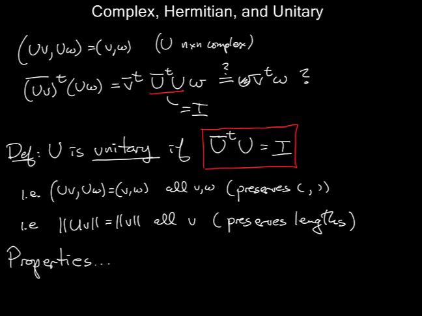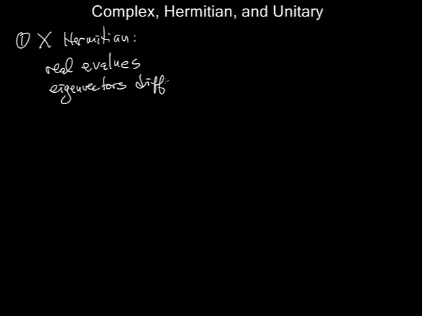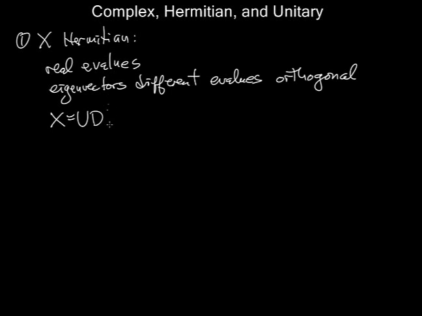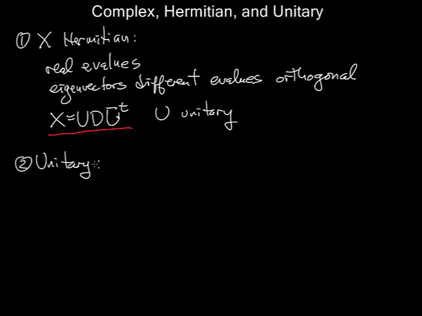Okay, let's keep going, following our analogy with the real case. Let's look at the properties of these two kinds of matrices. Let's look at Hermitian matrices first. Well, we saw that they have real eigenvalues. That's a very important property. And that eigenvectors with distinct eigenvalues are orthogonal. That's also just like in the real case. And you can write X as U D transpose U bar, where U is unitary and D is diagonal. And again, this is a new property that we haven't talked about before. I'll come back to it.